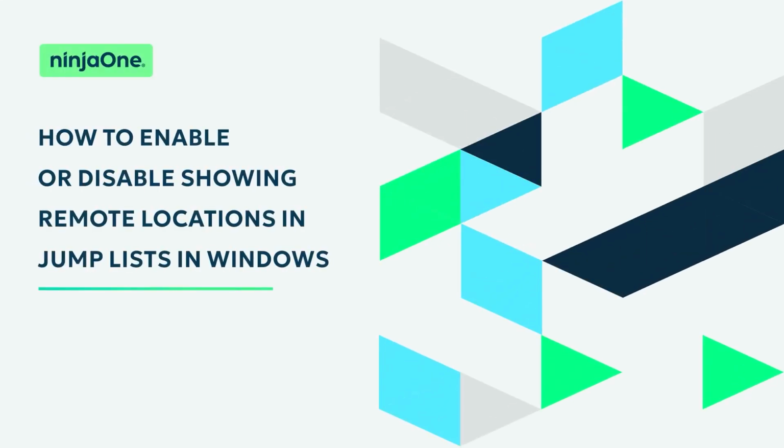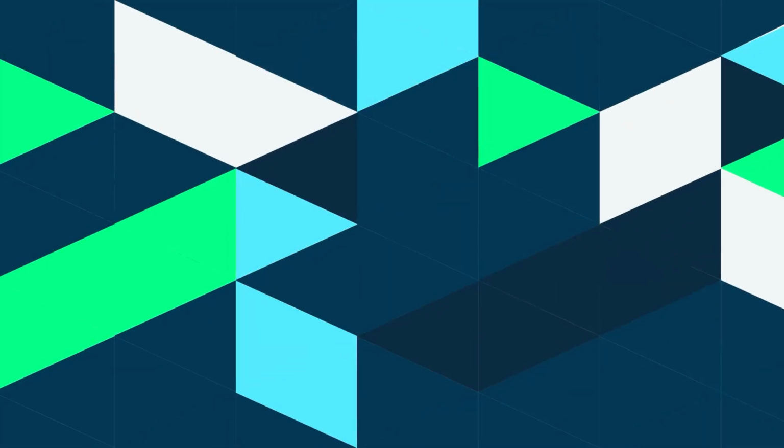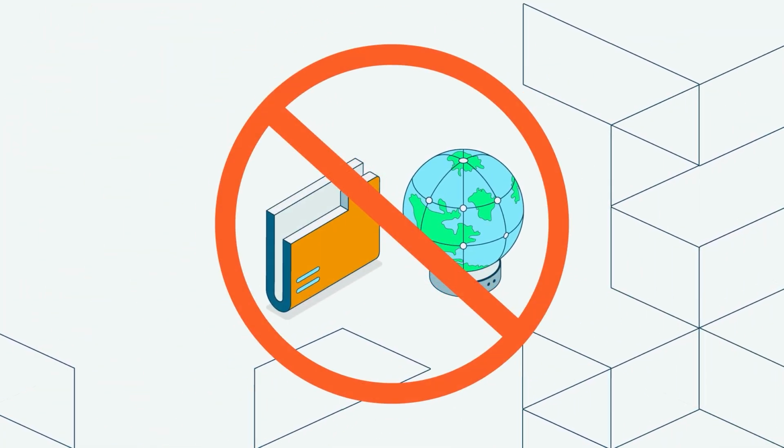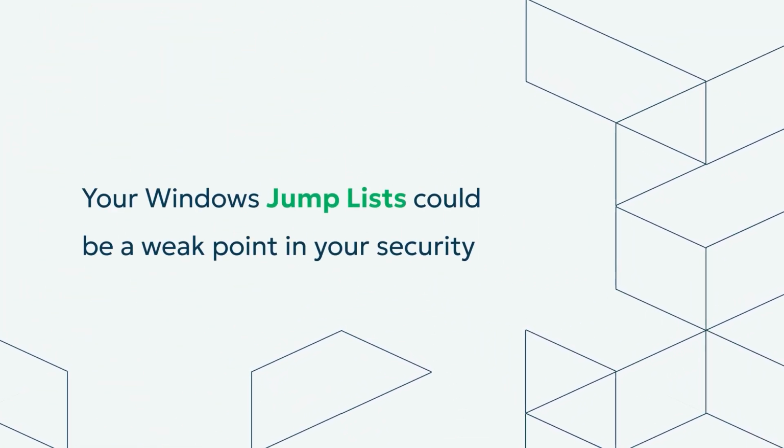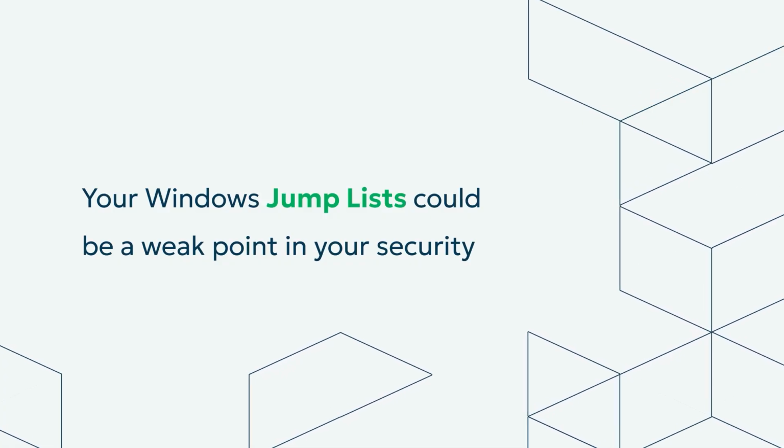How to enable or disable showing remote locations in jump lists in Windows. Worried about unauthorized access to network files? Your Windows jump lists could be a weak point in your security. We'll show you how to lock them down.